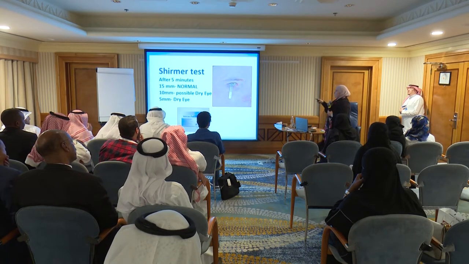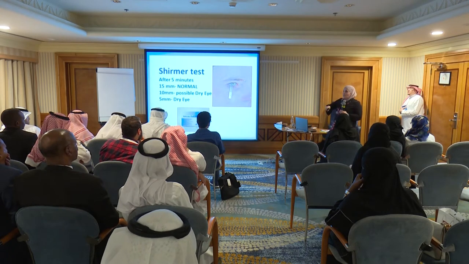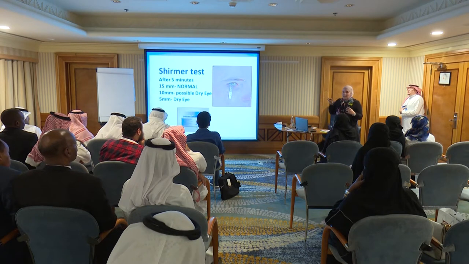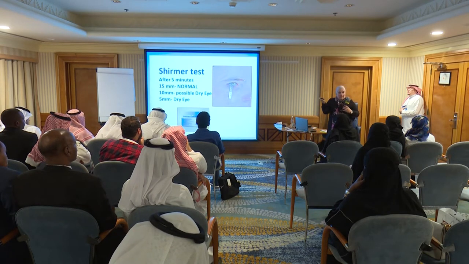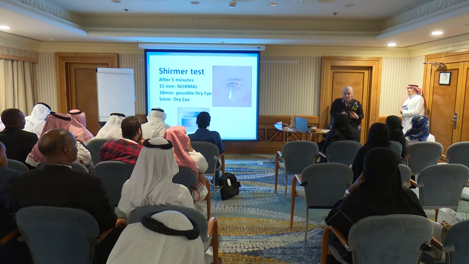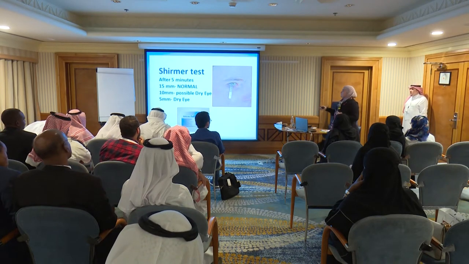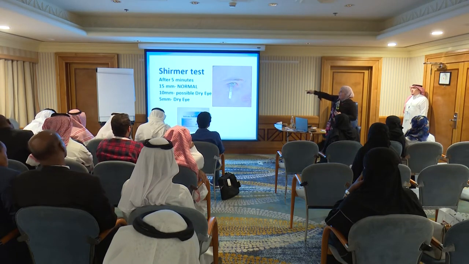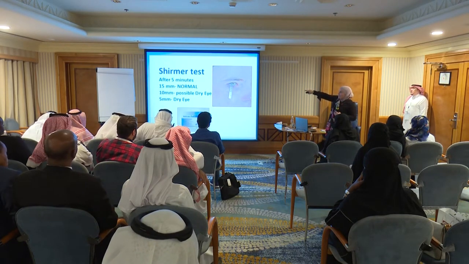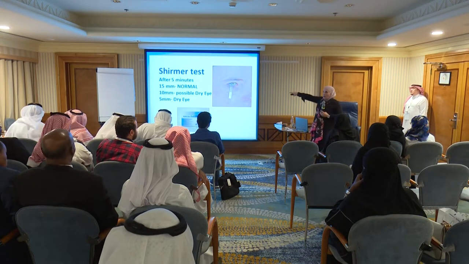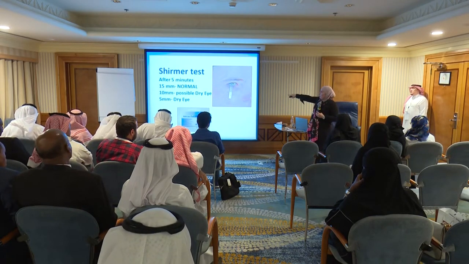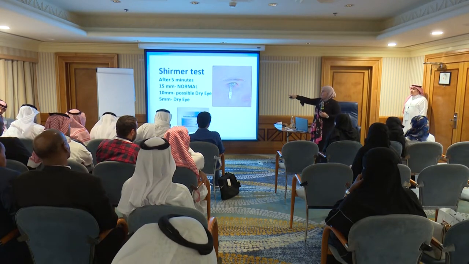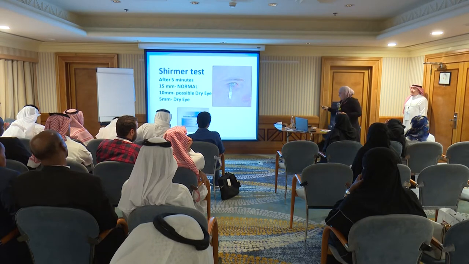Now, the Schirmer test tests for quantity. If we can carry out these two tests, then we will know exactly whether the patient has evaporative dry eye or tear deficiency. For the Schirmer test, you use these Schirmer strips and leave them in for 5 minutes, and then you check how much of the strip is wet. If it's 15 millimeters, it's normal. If it's 10, it's possibly dry, and if it's less than 5, it's a dry eye.